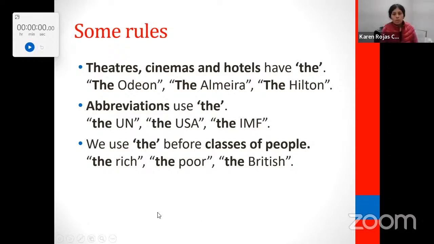Okay. Theaters, cinemas, and hotels have the Odeon, the Almeria, the Hilton. Abbreviations use the UN, the USA, the EMF. When we use that before classes of people, the rich, the poor, the British.